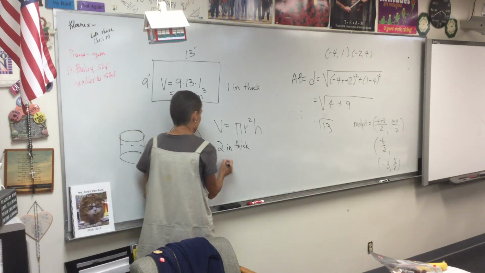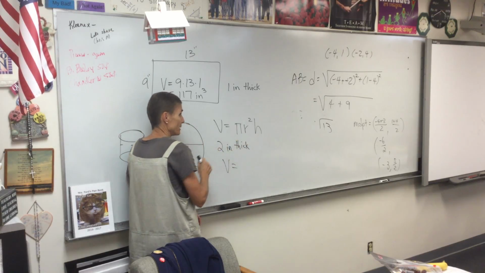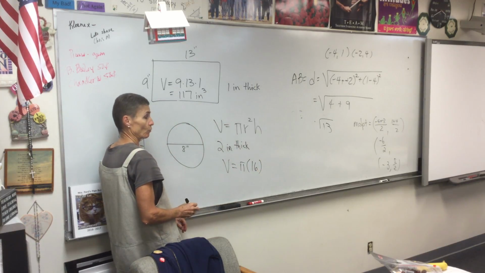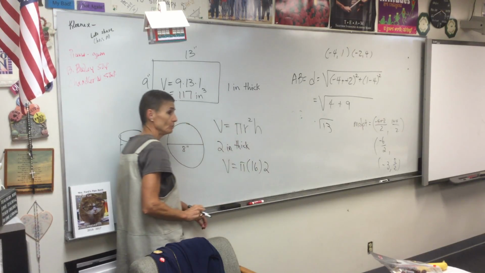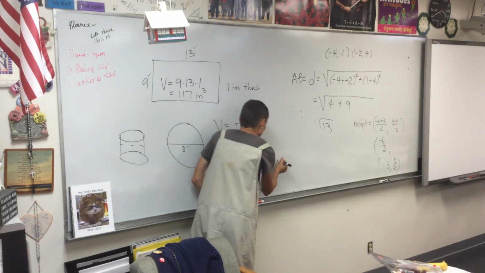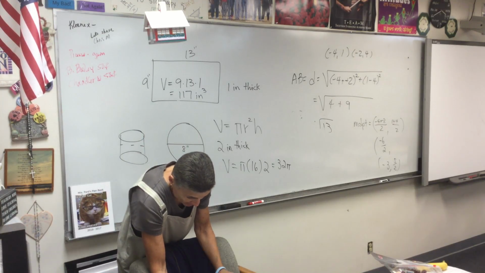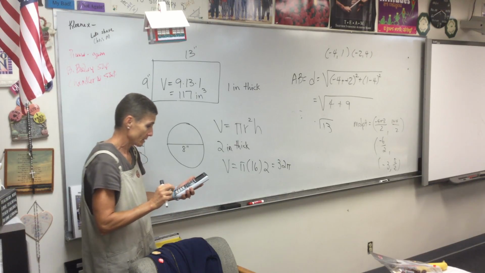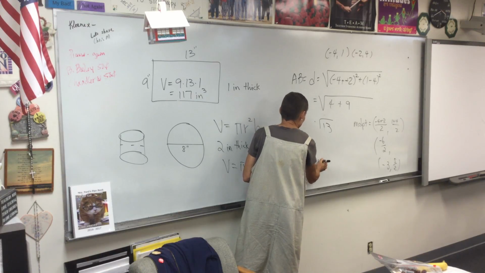Now, what's that 8? Diameter. So radius would be 4. So I have 4 squared, 16. And then my height was 2. So that's 32 pi. But I need to compare that to 117. So I'm going to type it in on my calculator. 32 pi. And I got 100.5 cubic inches.